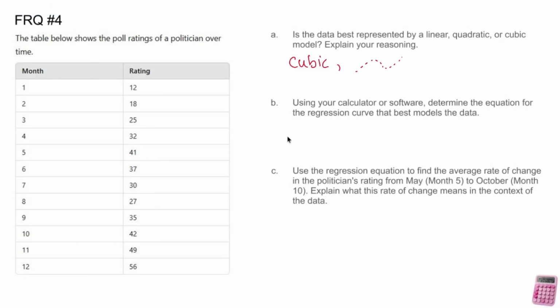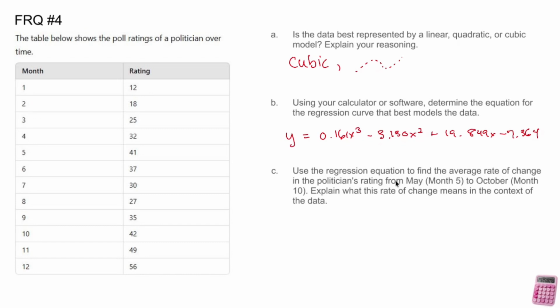So we ended up with y equals 0.161 x cubed minus 3.130x squared plus 19.849x minus 7.364.